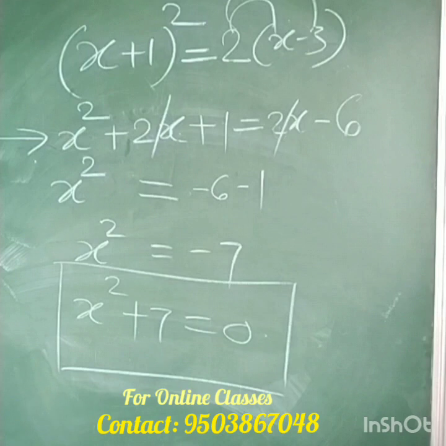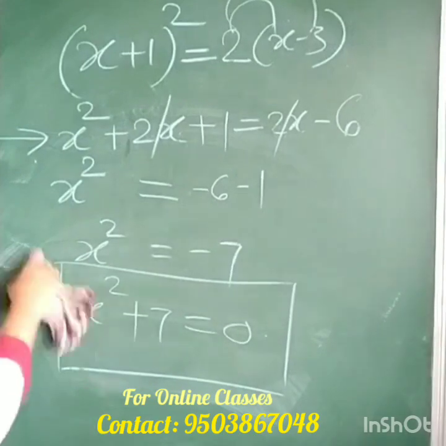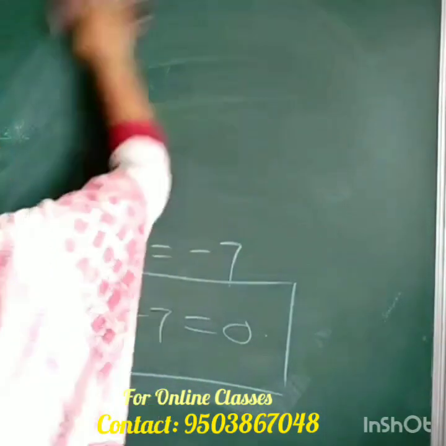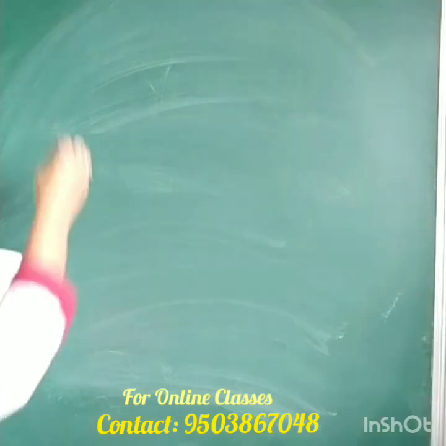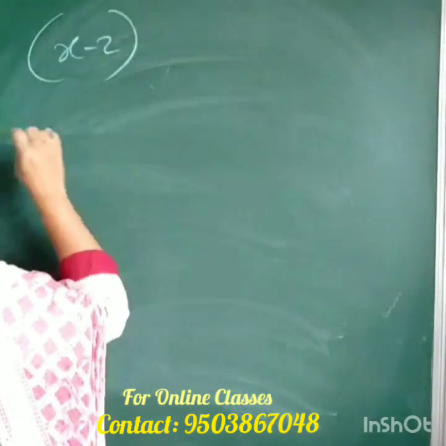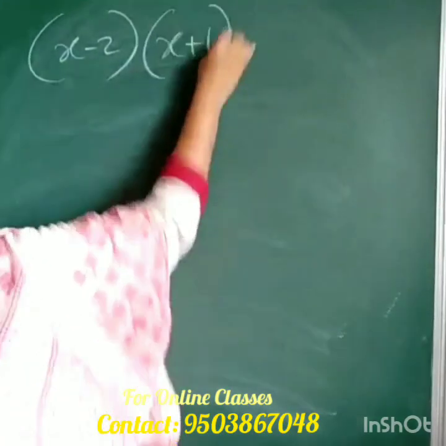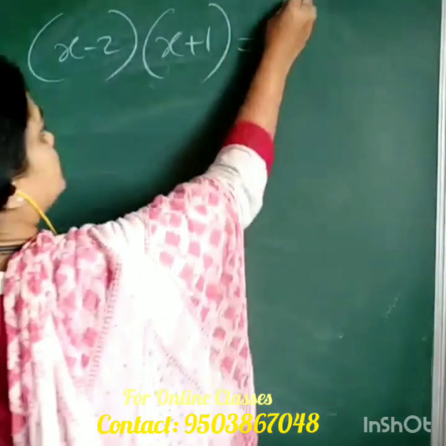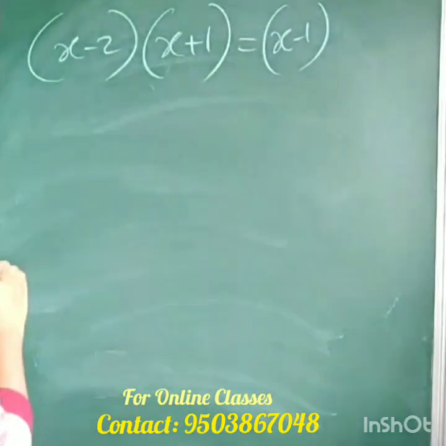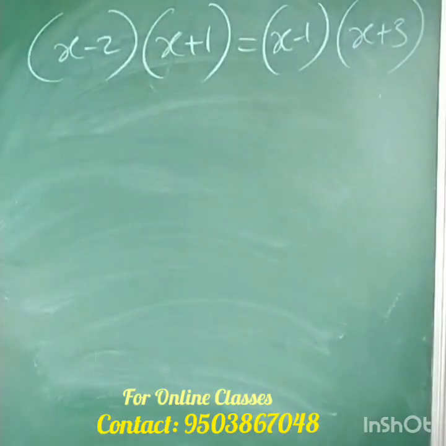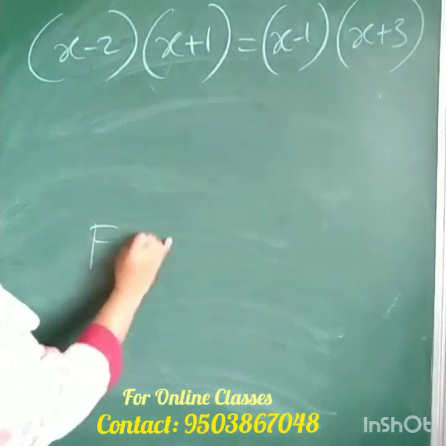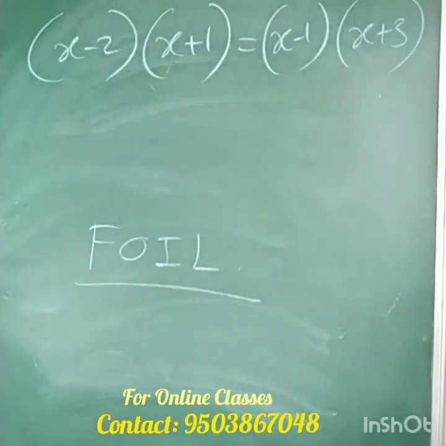Now third. Question number third we will solve. After that, we will go for question number 3. You can start to solve. I will write. Third question is (x − 2)(x + 1) = (x − 1)(x + 3). Please do its multiplication. You can do by FOIL method also. You will get your answer faster.